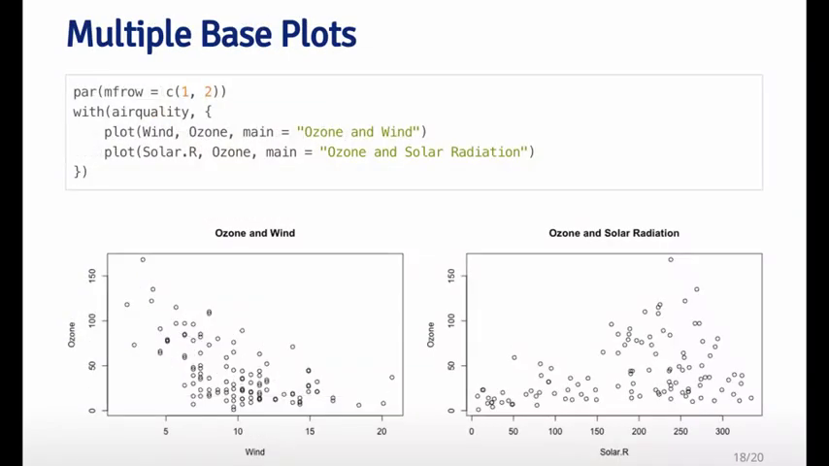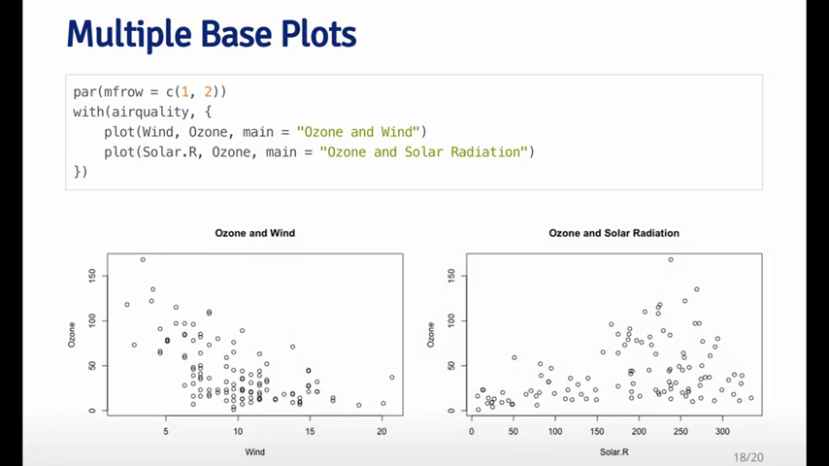So all of the previous plots have been single plots that would appear on the graphics device, but sometimes you want to have multiple plots on a single device. So here I made two plots. One plots ozone versus wind, and the other one plots ozone versus solar radiation using the same data set. In order to do that, I need to set par mfrow equal to 1 row and 2 columns, so I can make the two plots side by side.